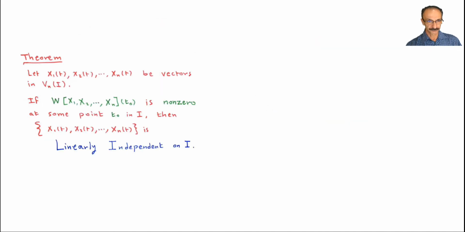So if x1, x2 up to xn are vectors in Vn, and W is non-zero at some point t sub 0 in I, then this set of vectors is linearly independent on I.